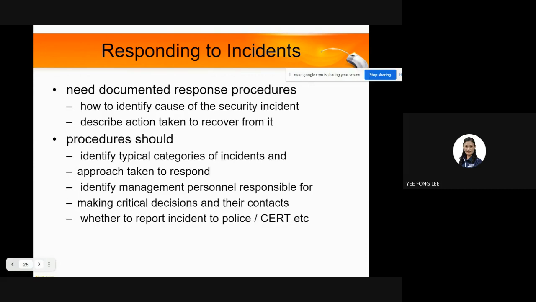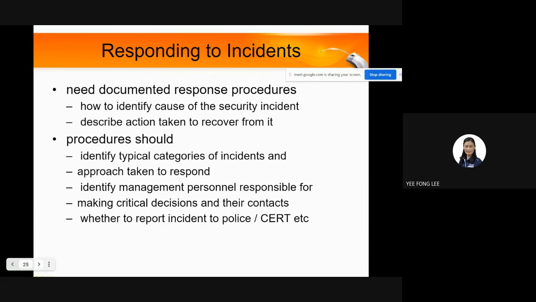It's quite impossible to detail out every possible type of incident. However, the procedure should be able to identify typical categories of incidents and the type of approaches that need to be taken to respond to them.